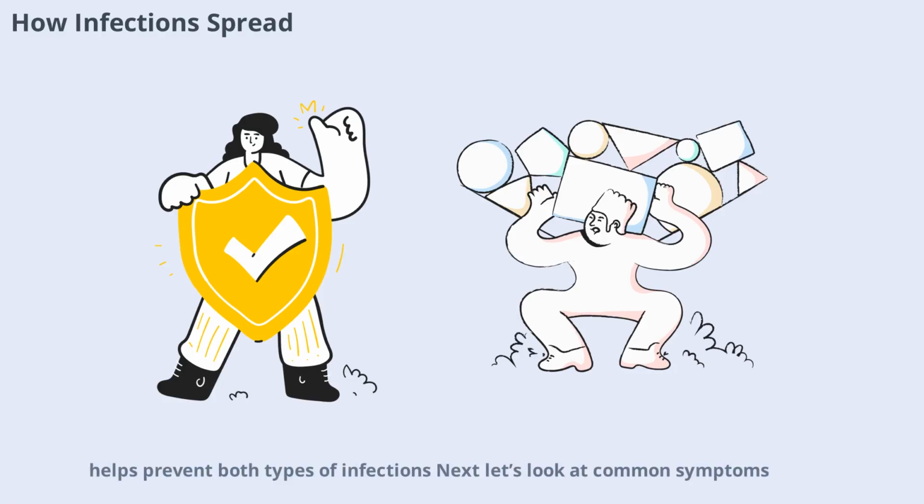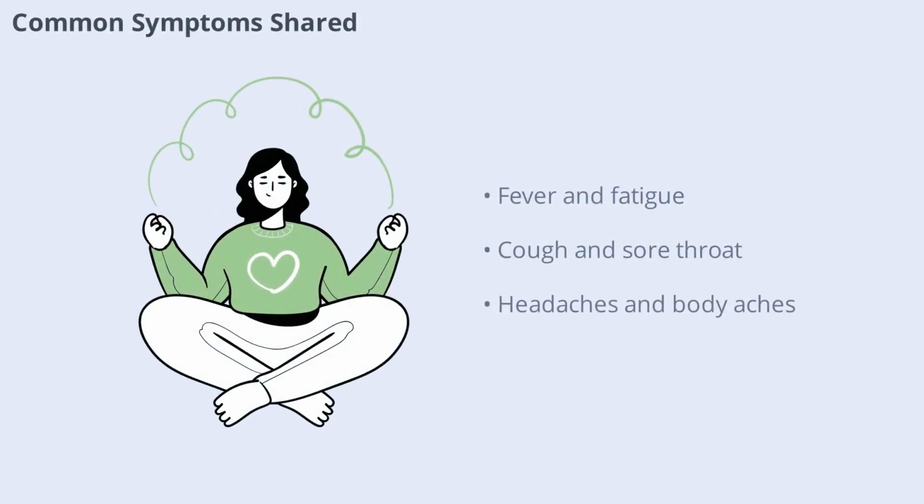Next, let's look at common symptoms. Bacterial and viral infections often share similar symptoms, making it hard to tell them apart. Fever, fatigue, cough, and sore throat are common to both. Sometimes you might also experience headaches, body aches, or a runny nose. Because the symptoms overlap, it's important not to jump to conclusions about the cause. Instead, pay attention to specific details and consult a healthcare professional for an accurate diagnosis.